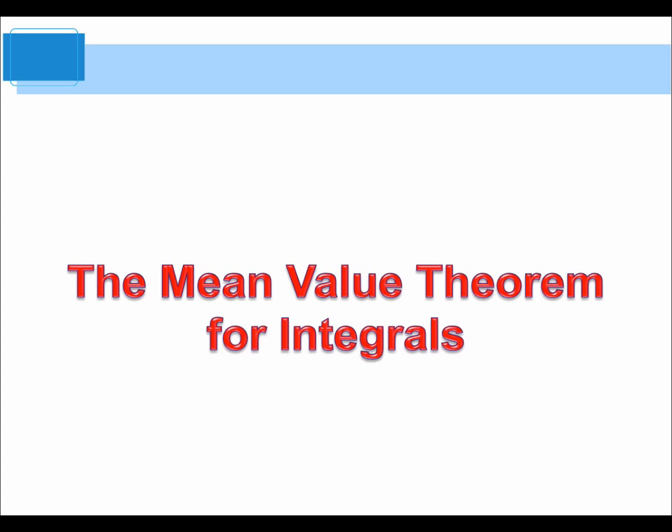Slope from calculus equals slope from algebra. Mean value theorem for integrals is something completely different. However, it has a name, so it's very important. This is 4.4. Second half of 4.4.